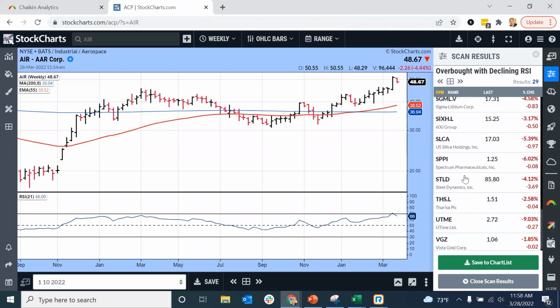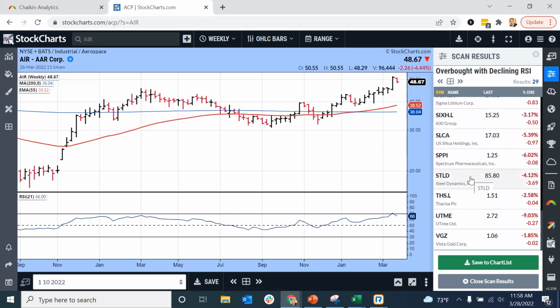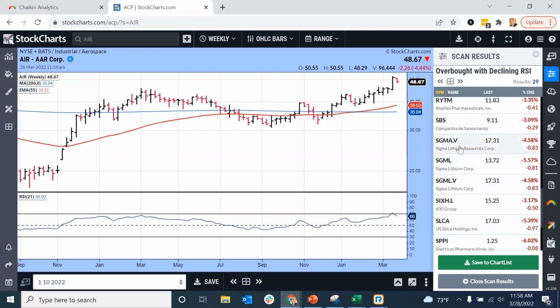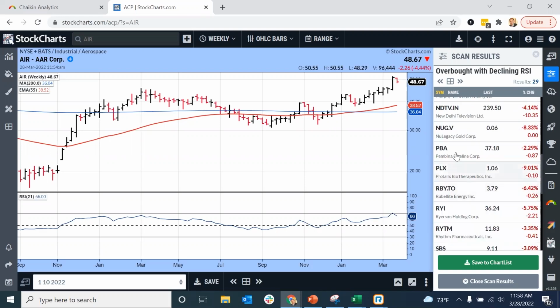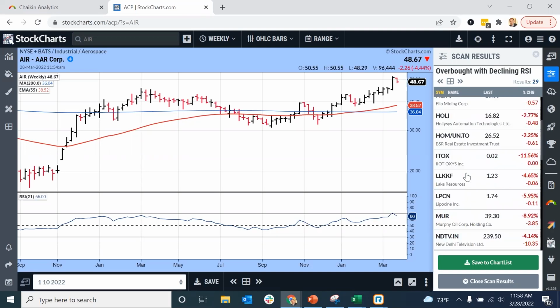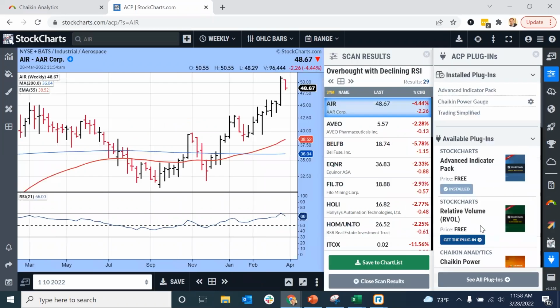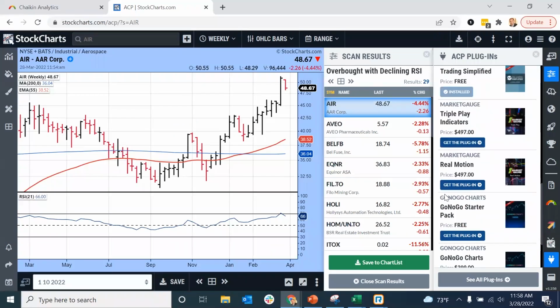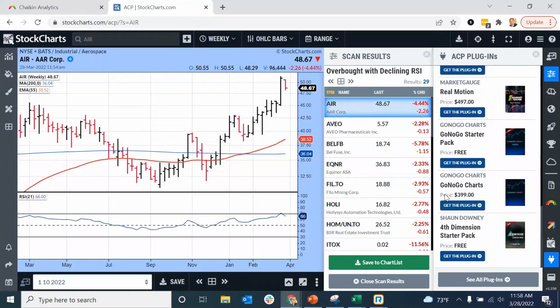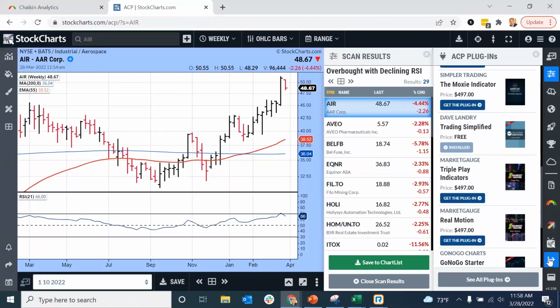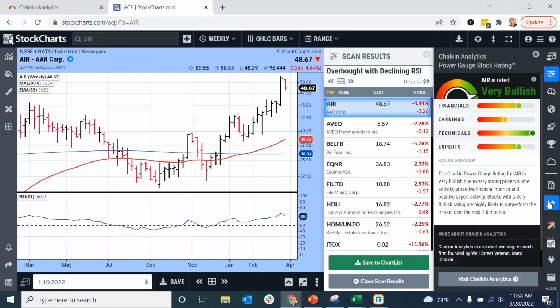It looks like about 20 some odd names or so, and some names that are oil related, like US Silica and some other ones, PBA Pipeline. We're going to look at a couple of these, and I'll show you how you find the plugin. So obviously you can go to the plugins here and find what's available. There's plenty of them here, and we're down here somewhere. You find the Chaikin plugin. Once you get that, there's our little icon.